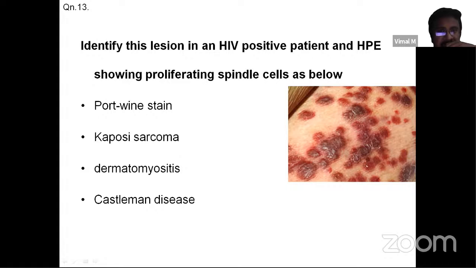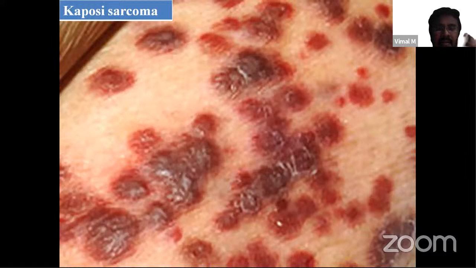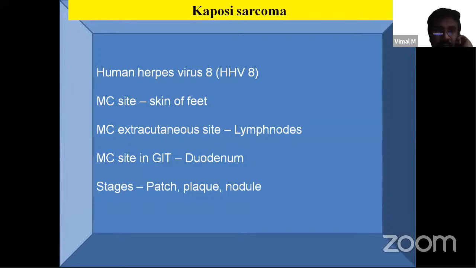Identify the lesion in an HIV positive patient, with histopathological examination showing proliferating spindle cells as below. So you can see in an HIV patient this proliferation of lesions, and they are asking what is the lesion: port wine stain, Kaposi sarcoma, dermatomyositis, or Castleman disease. And it is usually the Kaposi sarcoma.